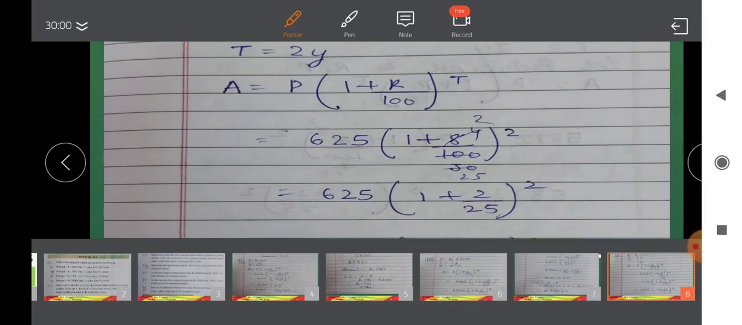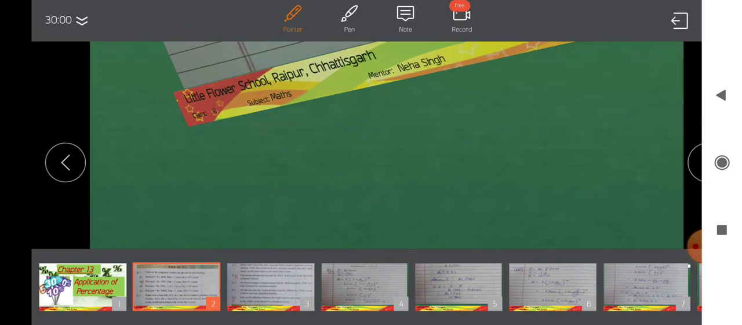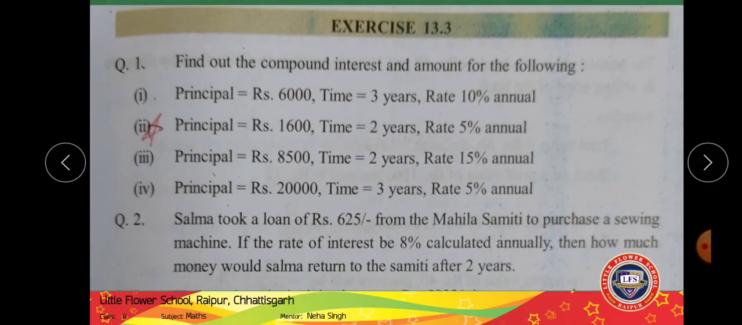So moving on to the second question. Salma took a loan of rupees 625 from Mahila Samiti to purchase a sewing machine. Rate of interest is 8% annually, right? It is not given half yearly, it is given annually. Then how much money would Salma return to the Samiti after 2 years? So time duration is for 2 years, right?